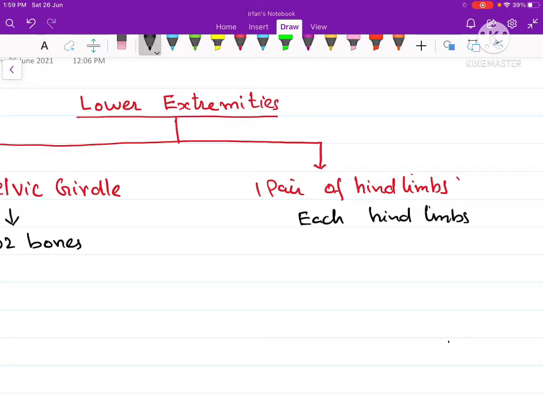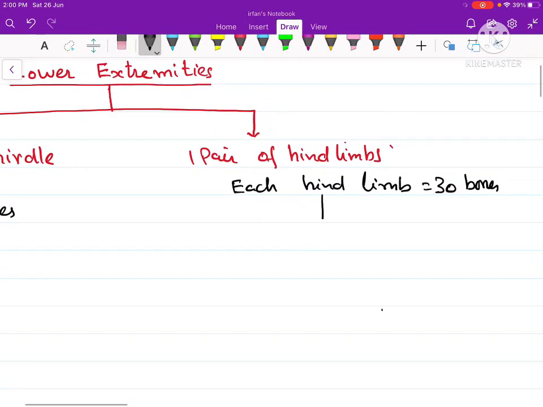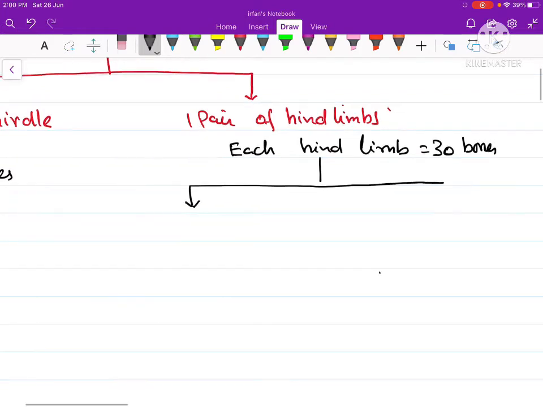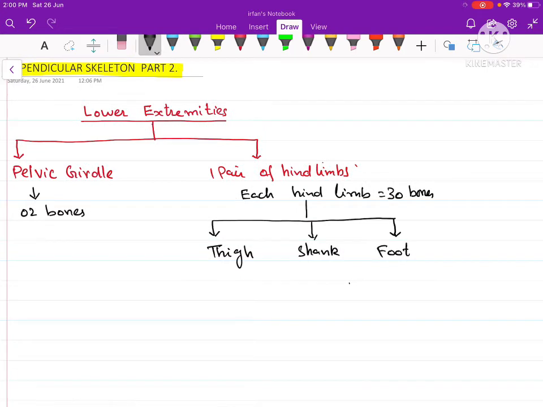Each hind limb is formed of a total of 30 bones. The three parts that make our hind limb are, number one, the thigh, the middle part, which is the shank, and the terminal part, which is the foot. Let us have a look at the distribution of the bones present in these different parts.